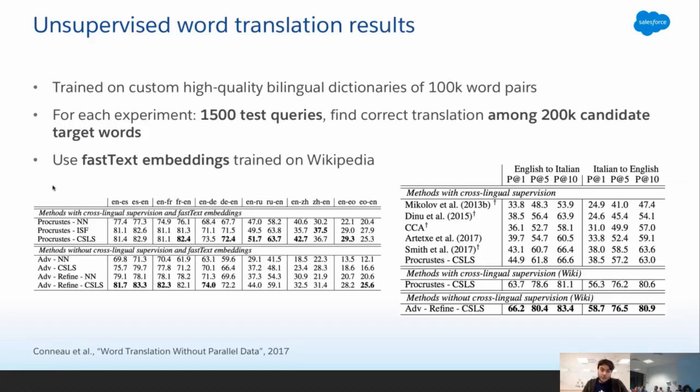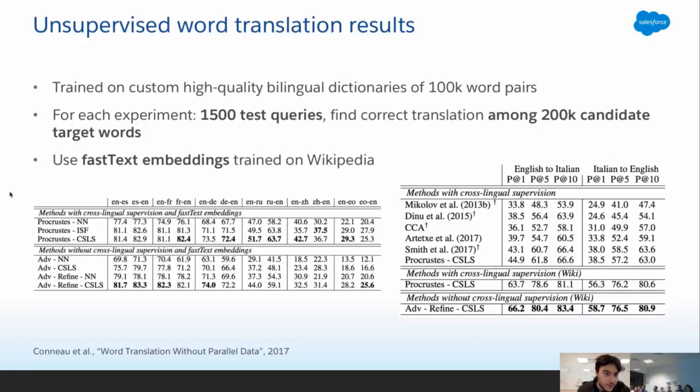So here are some of the results on word-by-word translation if we use high-quality bilingual dictionaries. For each of the experiments, we use 1,500 test queries. And for each of the queries, which are single words, we try to find the correct translation word among 200,000 other candidates. And the base embeddings before training are trained with the fastText embedding method.